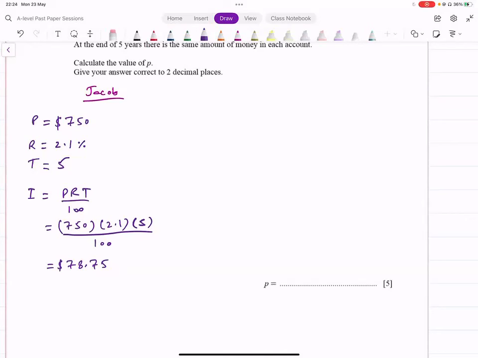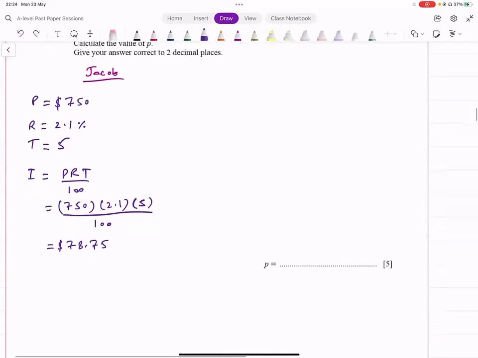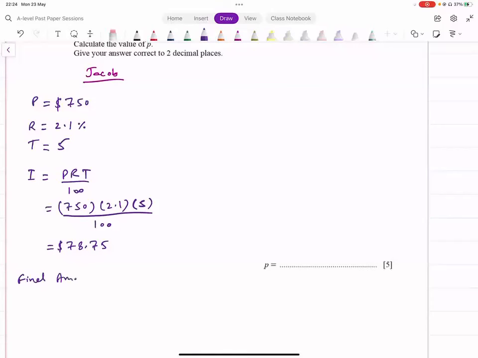Now, what is the total amount after the 5 years? Total amount आपको कैसे मिलेगी? जो initial amount उसके पास इतनी थी $750, उसमें ये interest add कर देंगे, वो आपके पास total amount आ जाएगी, या आप कह सकते हैं final amount आ जाएगी after the end of 5 years. Let's see what that turns out to be. The final amount is 750 plus 78.75. You can see what that gives you. That should be $828.75. That is the final amount that Jacob has after 5 years.